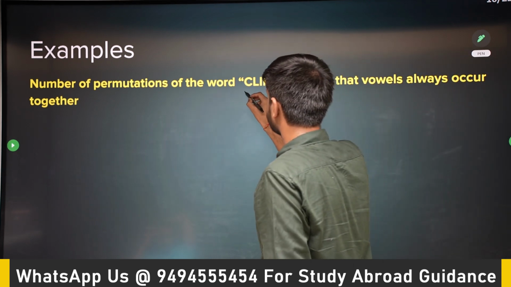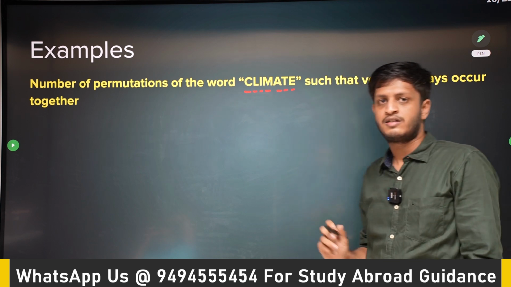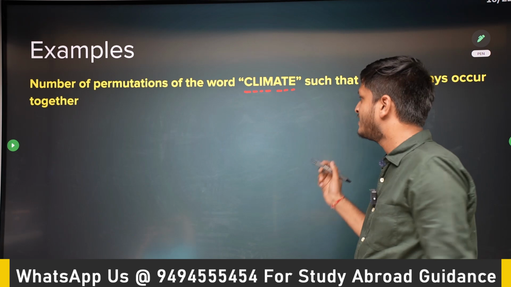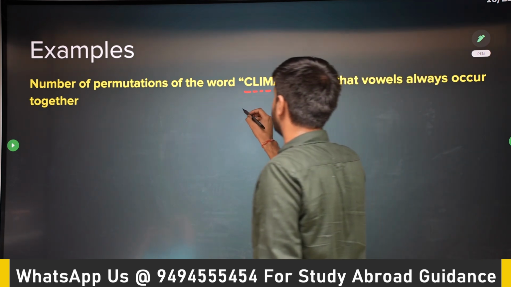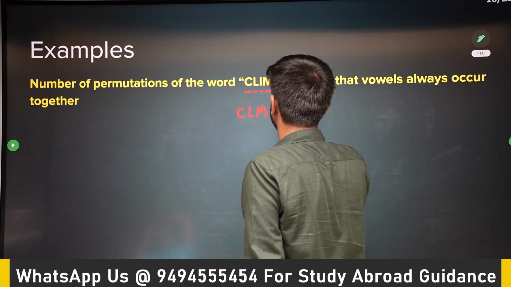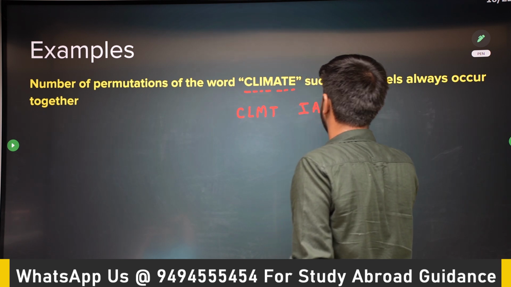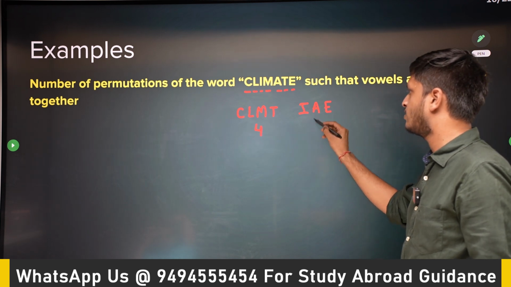First thing, there are 7 letters and all of them are different. So this is one good thing. Okay, and now how many vowels do we have? See, C is a consonant, L is a consonant, M is a consonant, T is a consonant, I is a vowel, A is a vowel, and E is a vowel. We have 4 consonants and we have 3 vowels.